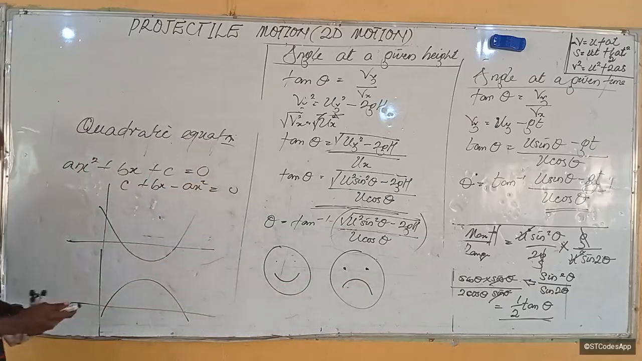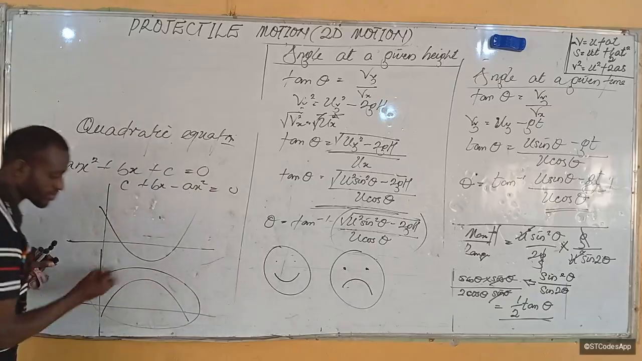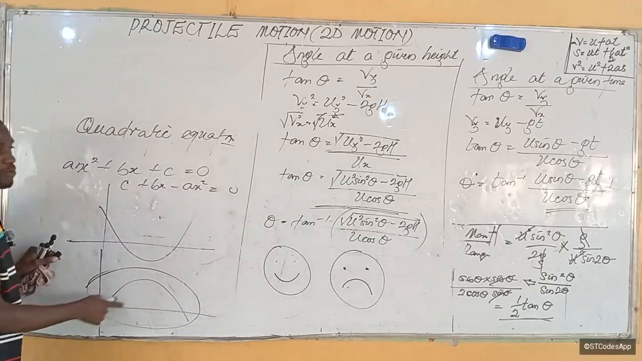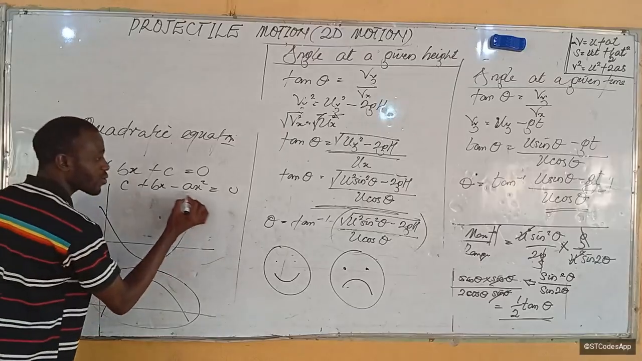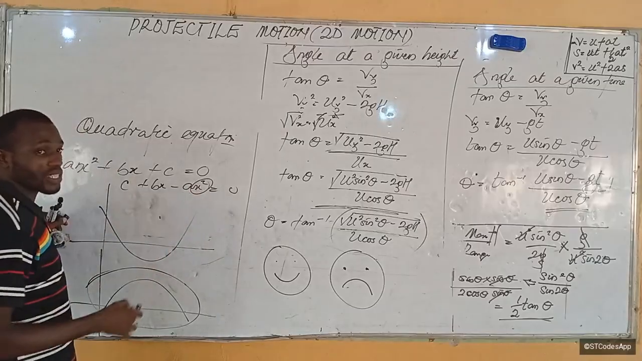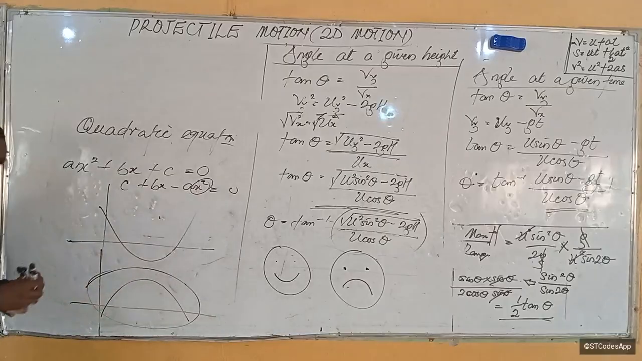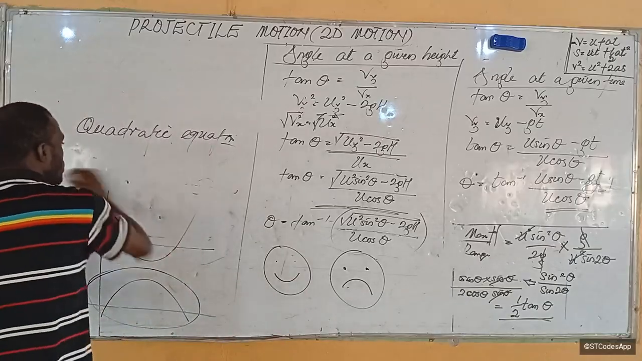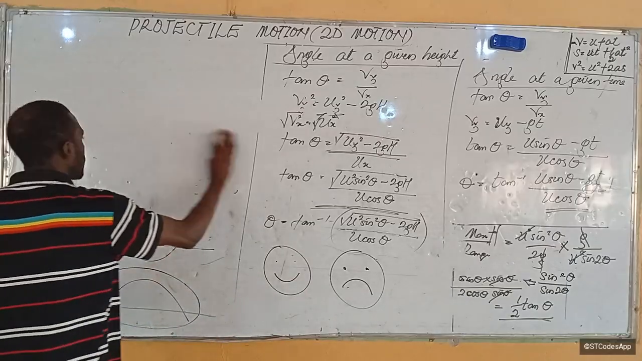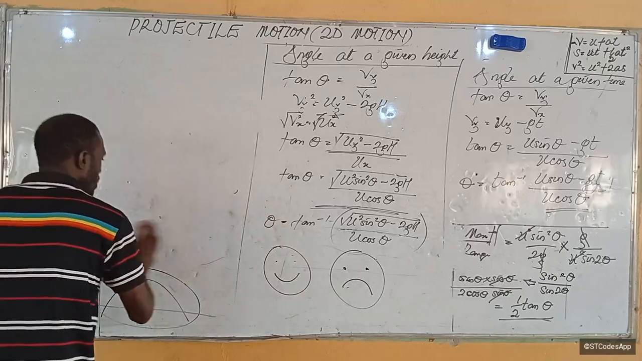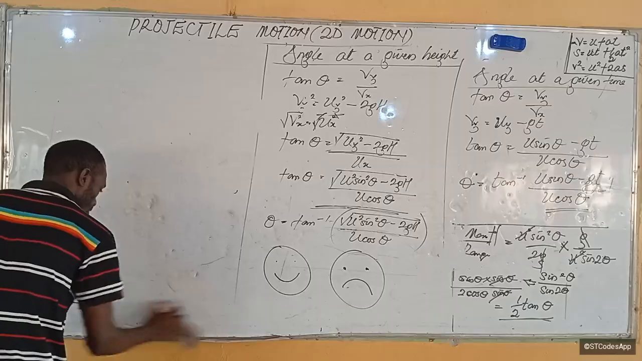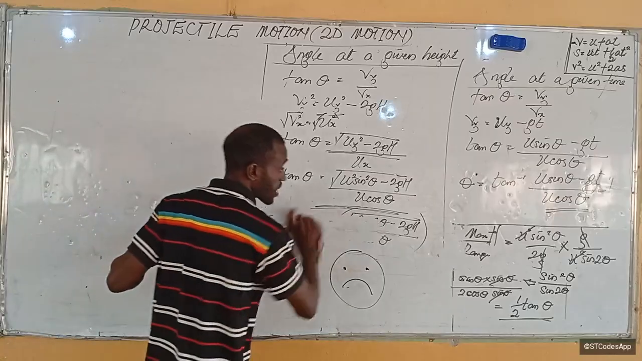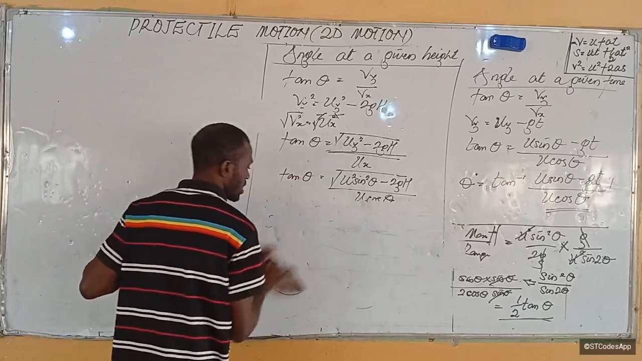So which one looks like our projectile now? This one, right? Since it's this one that looks like our parabola, what do you expect the coefficient of x squared here to be? To be negative. So let me prove that to you. Let's prove that. So follow me. Now it's very simple to prove, so just follow me.